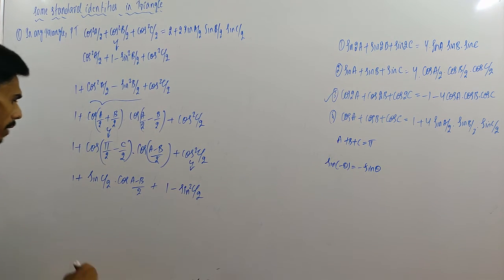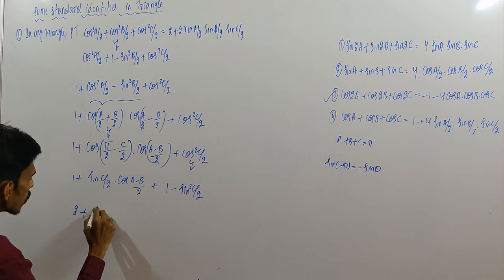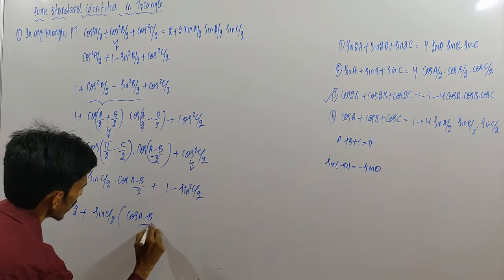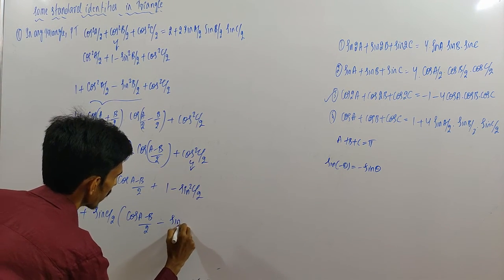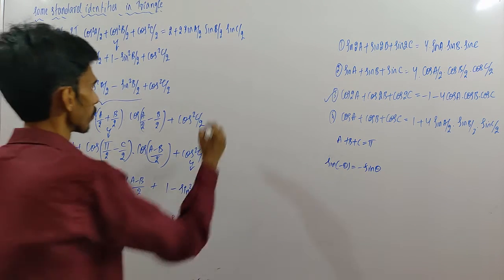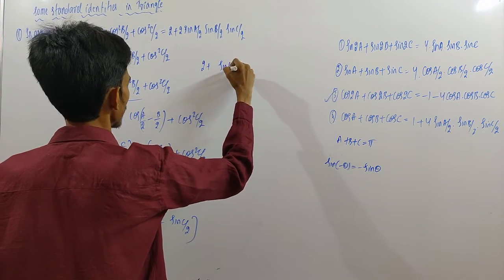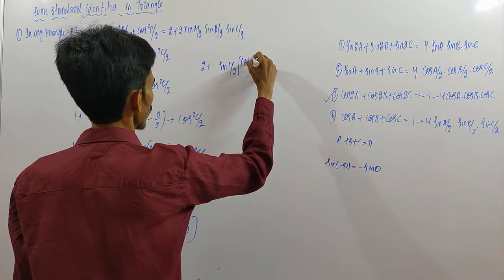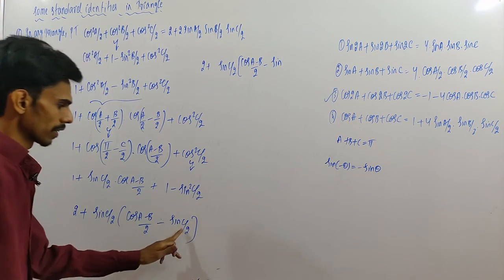So this one and this one will become 2. 2 plus, take sin common. So we have sin C by 2 into cos A minus B by 2. Here we have minus sign. So minus sin C by 2. Now it will become 2 plus sin C by 2 into cos A minus B by 2 minus sin C by 2 value.